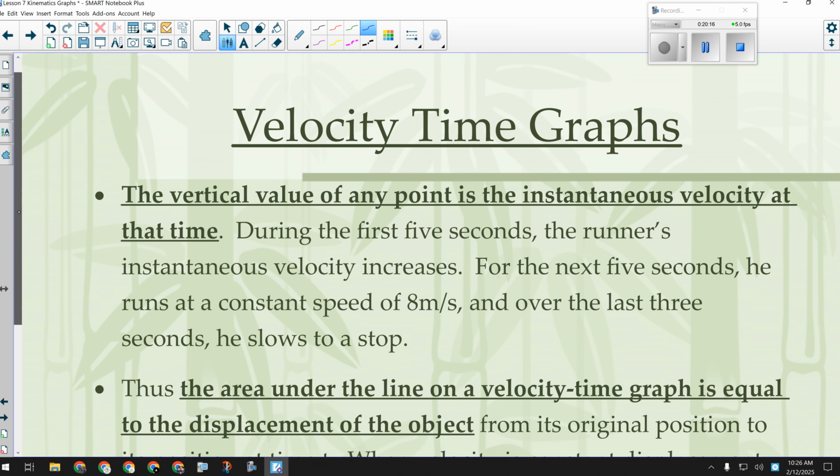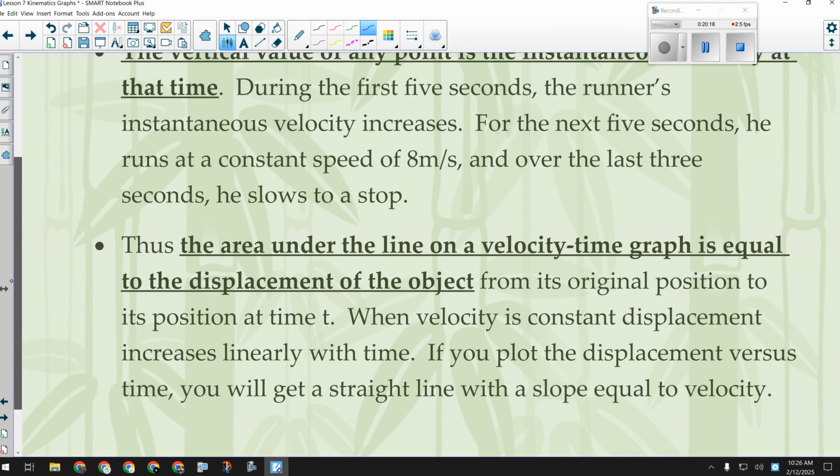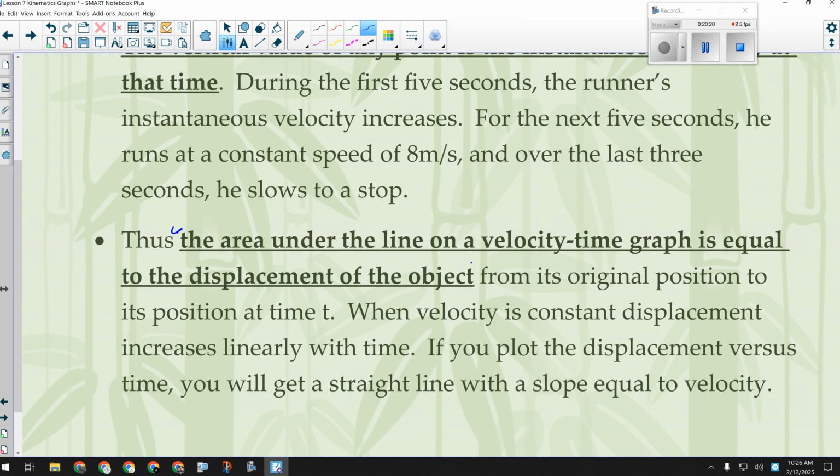And we also know this little trick from Science 10. The area under the line, or we shouldn't say under, but between the line and the x-axis, is going to give you displacement. So rather than under, I would say between. And I'm going to show you why in a minute. Between the line and the x-axis.